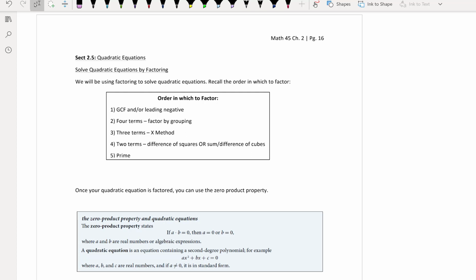We have the GCF, or we pull out a leading negative. If there's 4 terms, then we factor by grouping. If there's 3 terms, some students like to use the AC method, and if there's 2 terms, then the difference of squares or the sum or difference of cubes. And if you tried everything and nothing can factor, then we're going to say that it's going to be prime.